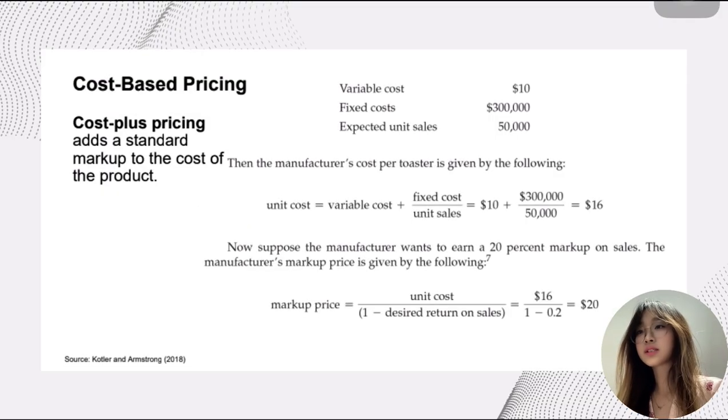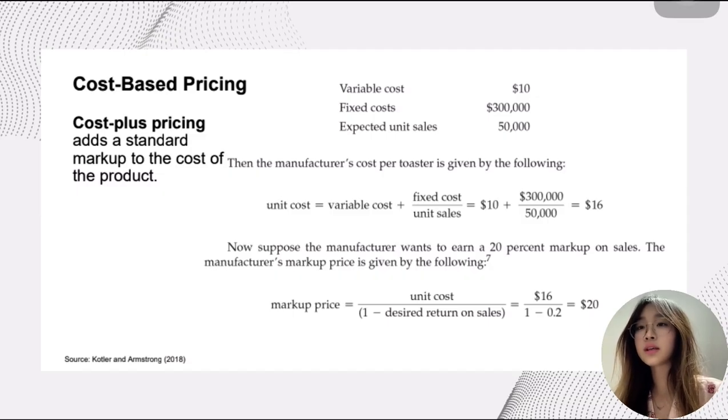Cost-plus pricing sets a standard markup to product costs. Let's see how it works with this toaster example. Variable cost is $10. Fixed costs are $300,000. Expected sales are 50,000 units. Unit cost equals variable cost plus fixed cost divided by unit sales.